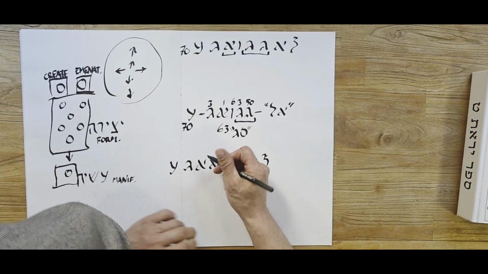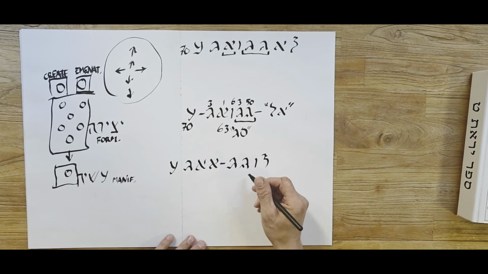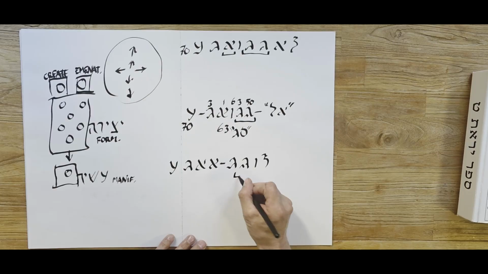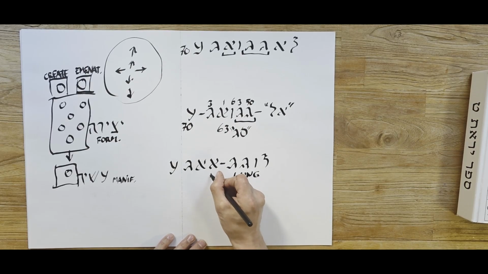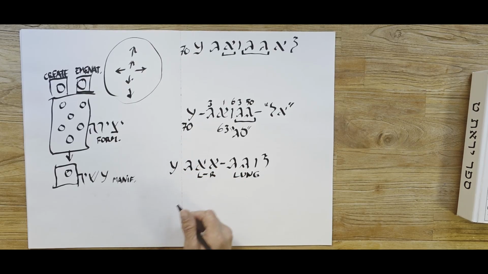So, two lungs. Lung, I'll just write it here, lung, right, left lung, okay, quality. Progress into the 70.